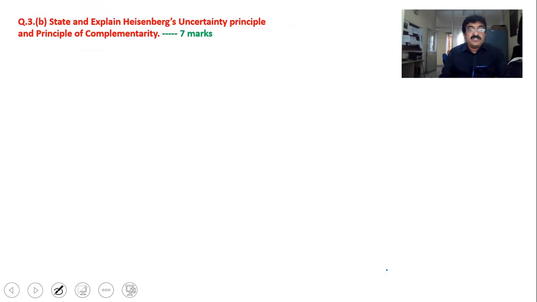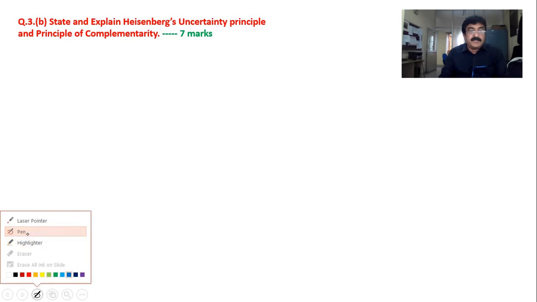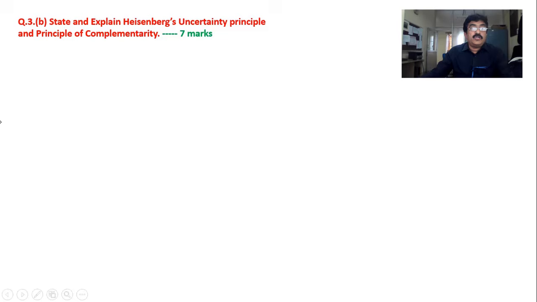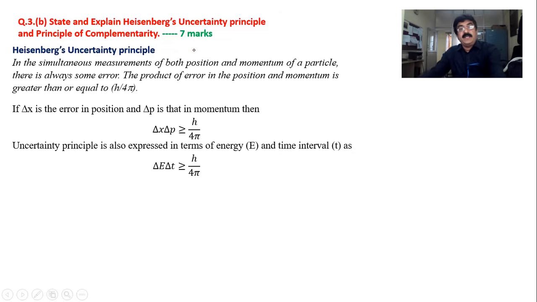Next question is: state and explain the Heisenberg uncertainty principle. Heisenberg uncertainty principle is one of the fundamental principles, and you also have to talk about the principle of complementarity. Here comes the statement. In the simultaneous measurement of both position and momentum of a particle, there is always some error. The product of error in the position and momentum is greater than or equal to h by 4 pi. This is a very well expected question and well known principle. In fact, this is one of the fundamental principles of quantum mechanics. So, application of uncertainty principle: non-existence of electron inside the nucleus.